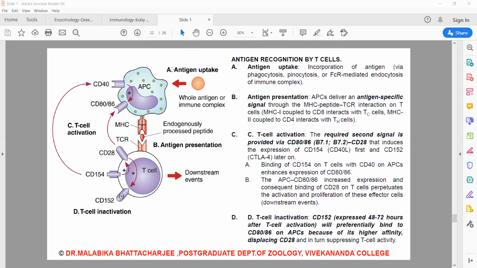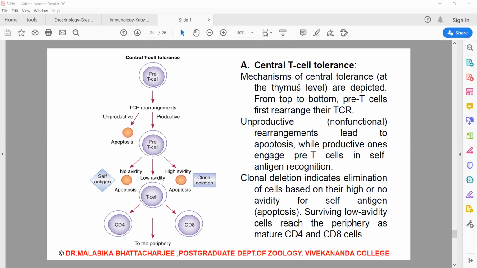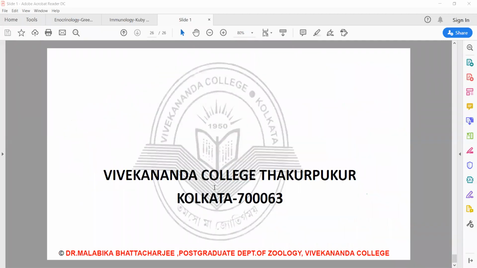But the life cycle depends on the antigen uptake. So if a mature lymphocyte in its lifetime does not react with any antigen or does not interact with an antigen, the life cycle might not take place in this manner. This is a licensing APC. This is central tolerance. However, this is peripheral tolerance.